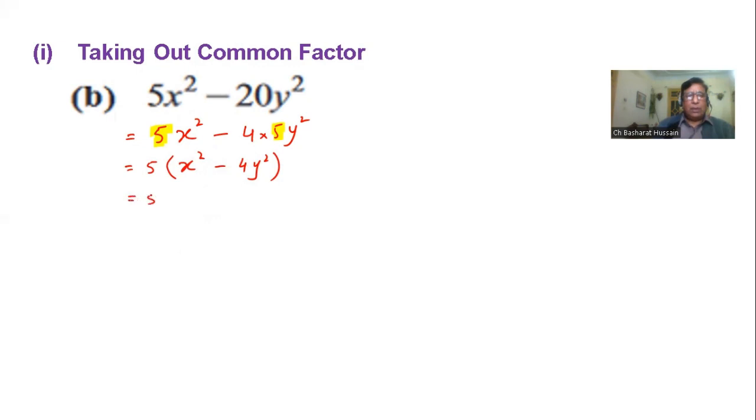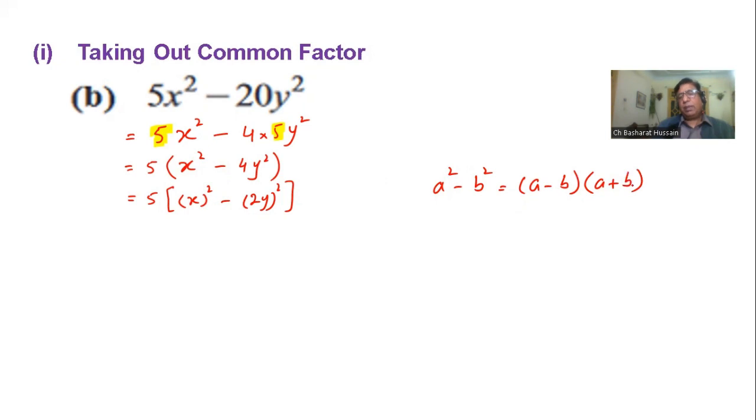We can factorize this expression further because these are squares, a difference of two squares: x square minus 2y whole square. Here we can use the identity a square minus b square. You are familiar with this type of identity from lower classes. That is a minus b, a plus b.